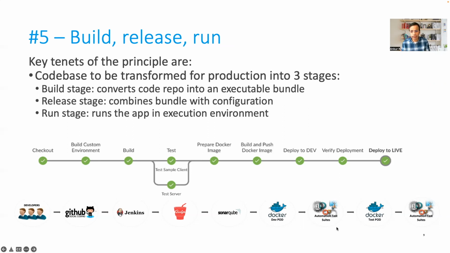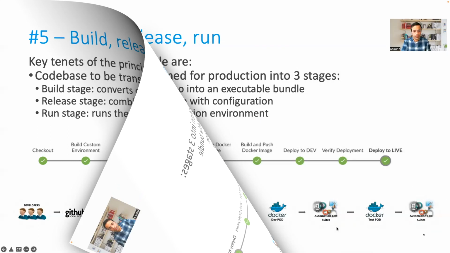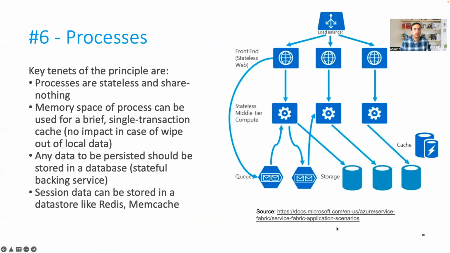So tools, you can use any tools. These are just examples of some of the tools that I'm showcasing here, that you can use Jenkins, you can use Sonar to quality check, and you can use Docker. But there are other options available. The essence is not the tool. Essence is that you need that pipeline, you need that approach and mindset, so that you can think from a build, release, run perspective. The sixth principle is about keeping the processes stateless.